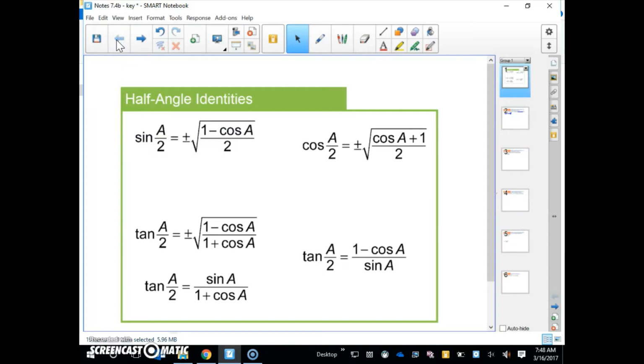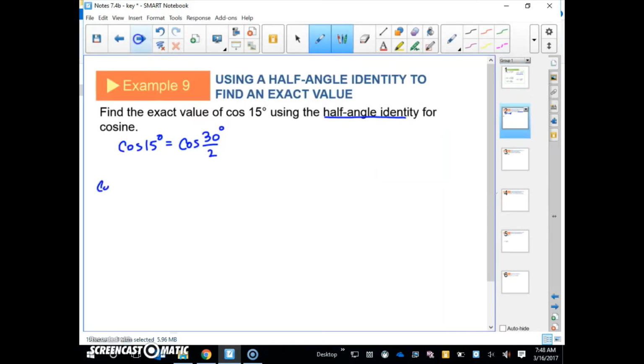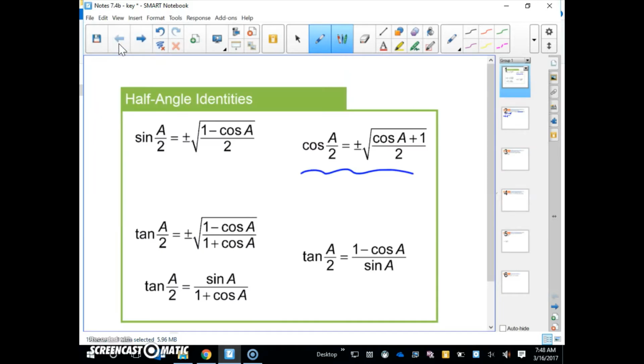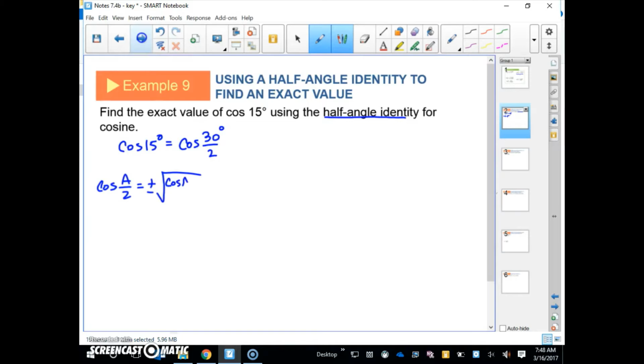So look for the cosine half angle identity, and it's this one right here. So cosine A over 2 equals plus or minus square root of cosine A plus 1 over 2. So that's kind of our formula we're using. And a couple of things. Notice that A in this example would be 30. Okay? A would be 30, not 15. A is 30. Okay? Also, this plus or minus comes from the quadrant.